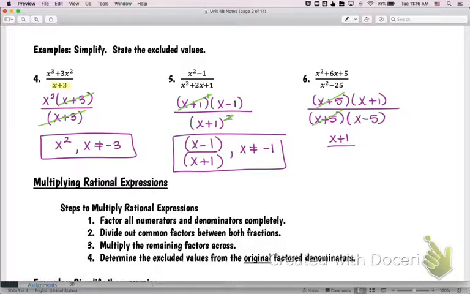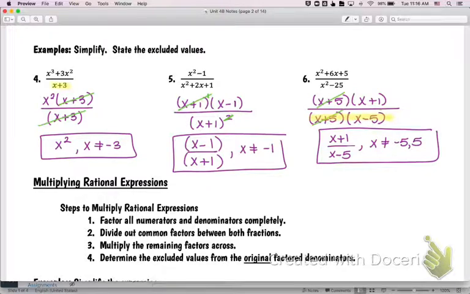This one does. And so we're left with x minus 5 in the denominator. Here's what's really important. The excluded values come from the pre-simplified form. So even though the x plus 5 canceled, we still have to exclude negative 5 as well as positive 5. And so those are our answers.